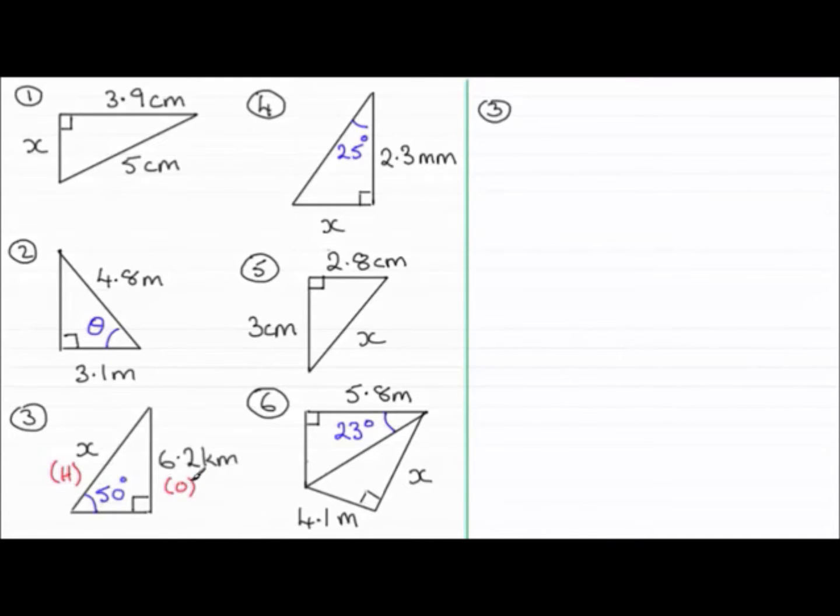Remember, sine of an angle equals the opposite side over the hypotenuse. So with this one then, we have got the sine of the angle, sine of 50 degrees, equals the opposite side, 6.2, divided by the hypotenuse x. And then we multiply both sides by the denominator here, x, when you get the unknown in the denominator.